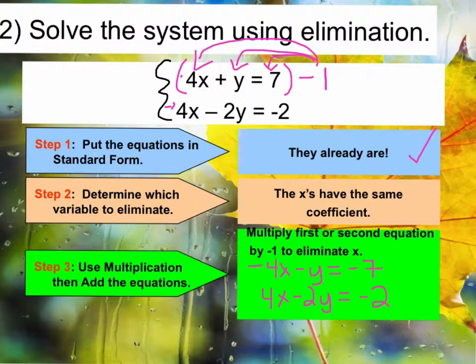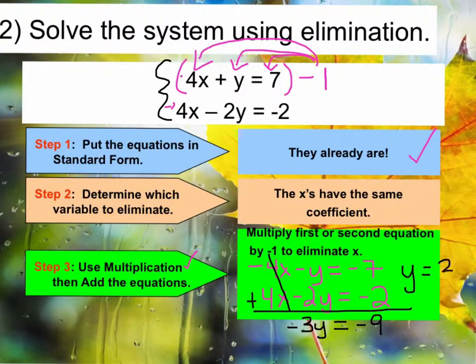So now that I've used multiplication, I need to use addition and add these two equations together. When I do that, -4x plus positive 4x is 0. Therefore, the x's eliminate just like what I wanted to happen. -y minus 2y is -3y. And this is going to equal -7 minus 2, which is -9. Divide both sides by -3, and y will equal positive 3. And I have the first part of my answer.